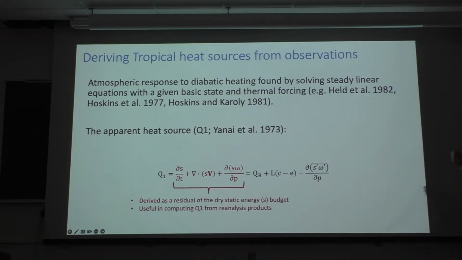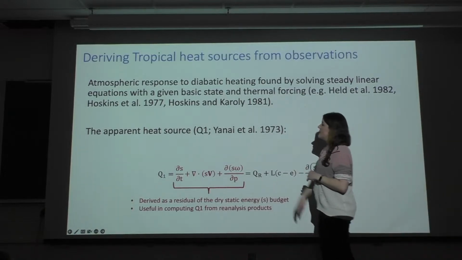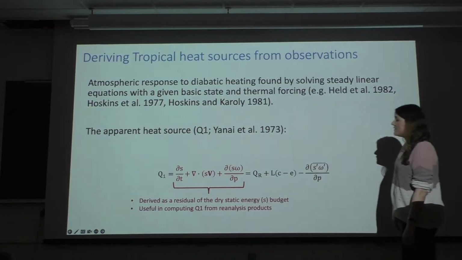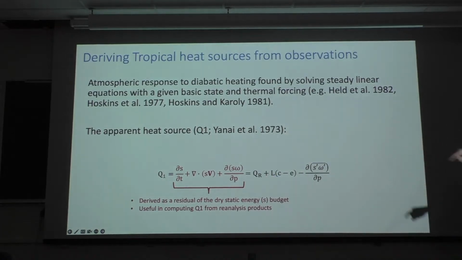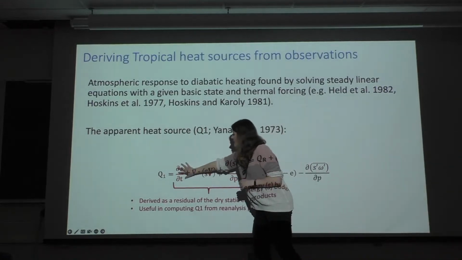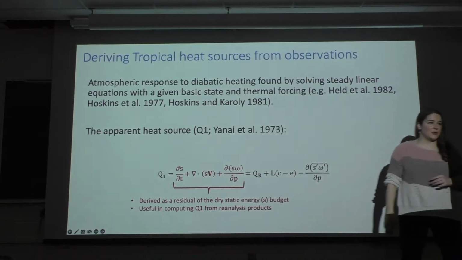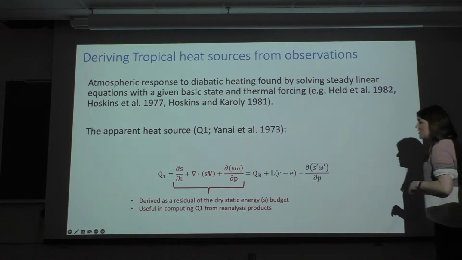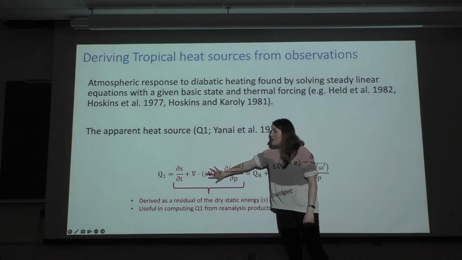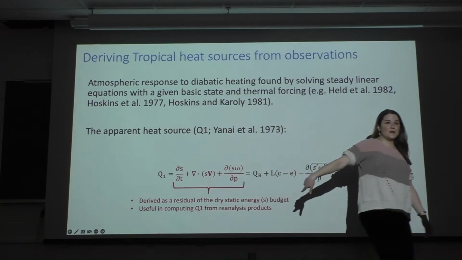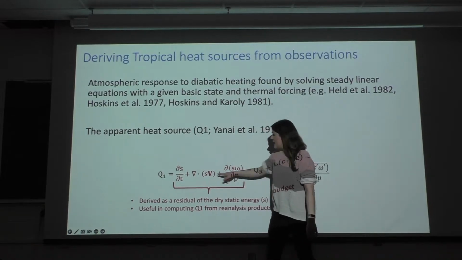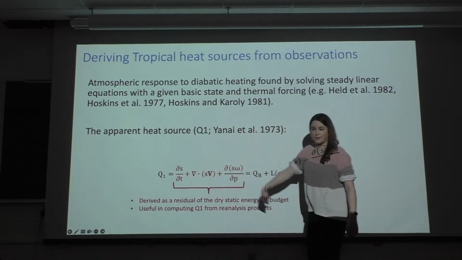A way to look at thermal forcings is using the apparent heat source. This equation here is by Yanai et al., 1973. So you can see that equation there below. Now, in red here, this is a way to get at the apparent heat source using a residual of the dry static energy budget. So this is really nice for using reanalysis as a heat source, because all you need are the winds and temperature to get dry static energy.